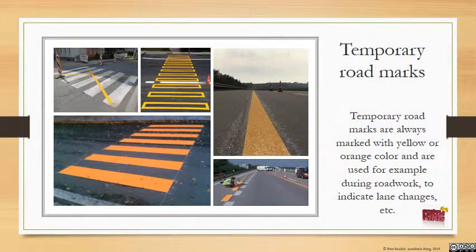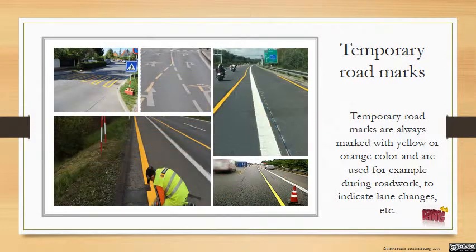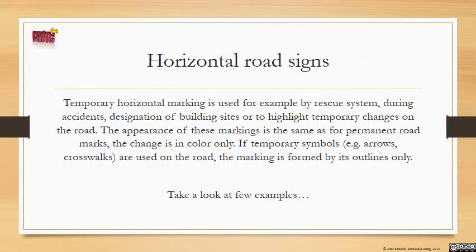Temporary road marks are always marked with yellow or orange color and are used for example during road work, to indicate lane changes, etc. Temporary horizontal marking is used for example by rescue system, during accidents, designation of building sites or to highlight temporary changes on the road. The appearance of these markings is the same as for permanent road marks, the change is in color only. If temporary symbols, for example arrows, crosswalks, are used on the road, the marking is formed by its outlines only. Take a look at a few examples.